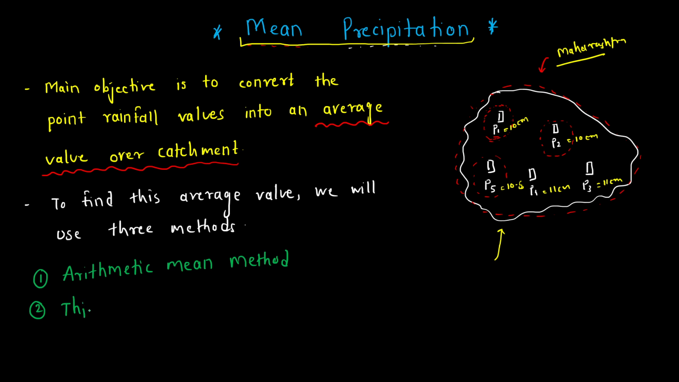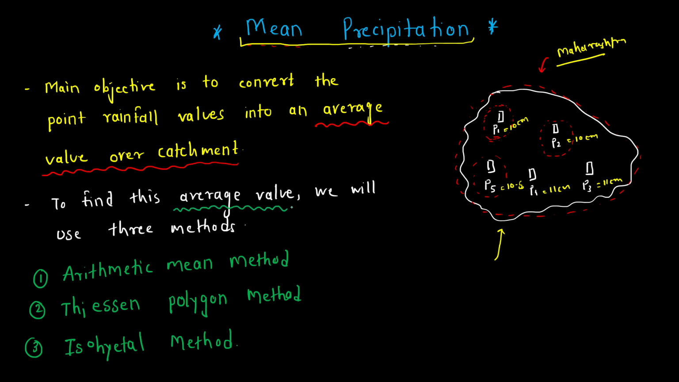Thiessen polygon method. And the last one is called the isohyetal method. By using these three methods, we are going to find the average value over the catchment. I hope this is clear. From the next video, we will start each method one by one, beginning with the arithmetic mean method.